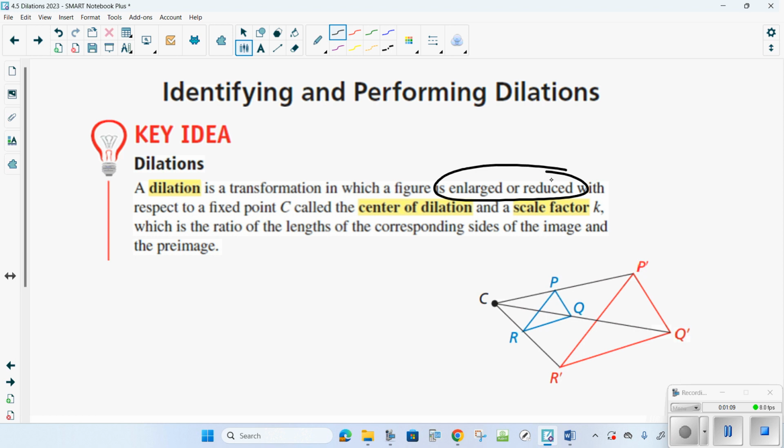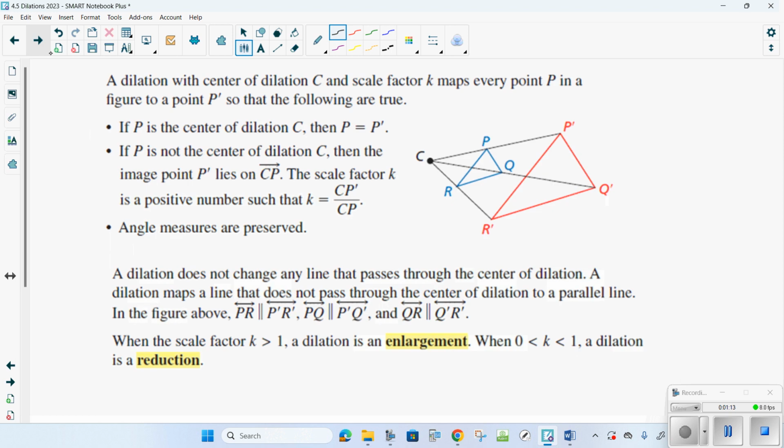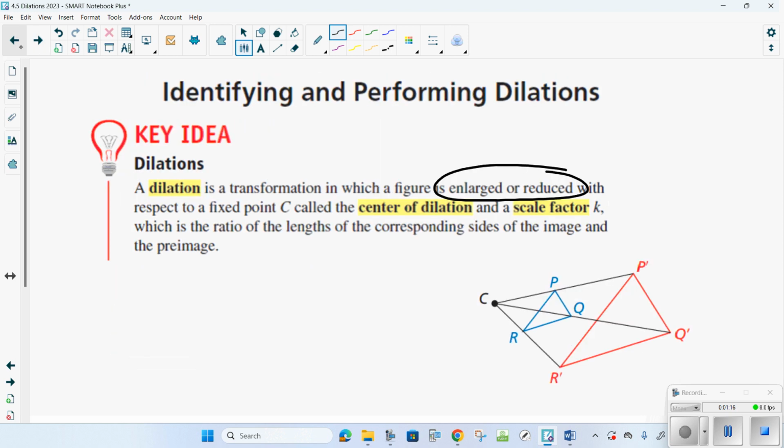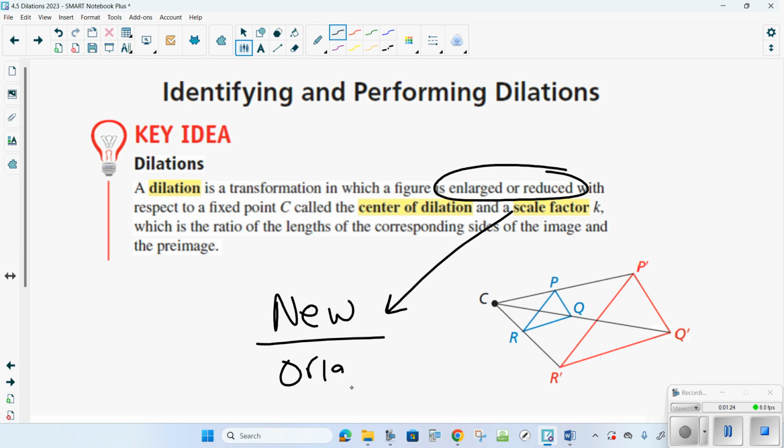Here's the one thing I'm going to say, and I'm sure it's on my next slide, but anytime you're doing a scale factor, you're always going to put the new divided by the original. So anytime you're trying to find a scale factor, you're going to put the new length on top and the original length on the bottom.